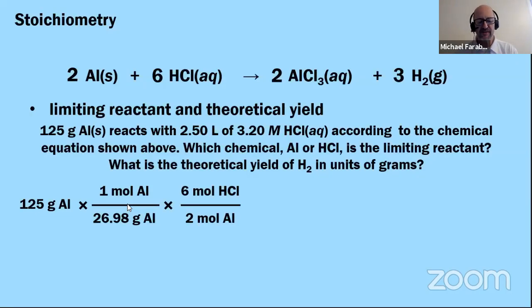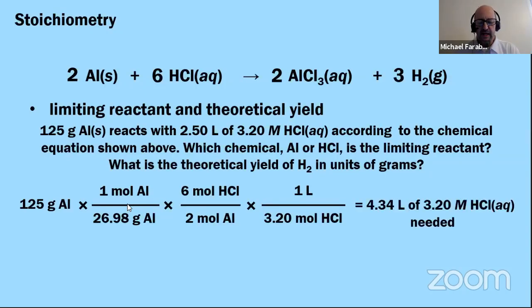So I'm going to convert aluminum into the other reactant, so hydrochloric acid, and then I will go to volume by using the 3.2 moles per liter, that ratio upside down. So I have moles on the bottom and liters on top. If I do this math, I get 4.34 liters of the hydrochloric acid needed. Now let's compare the amount that we need with the amount that is available.